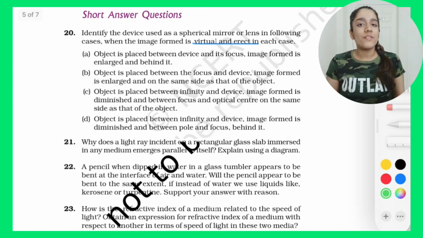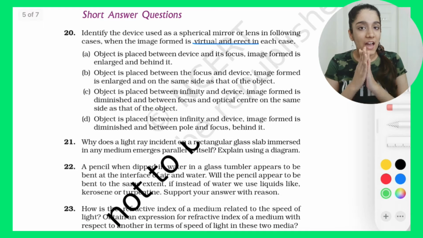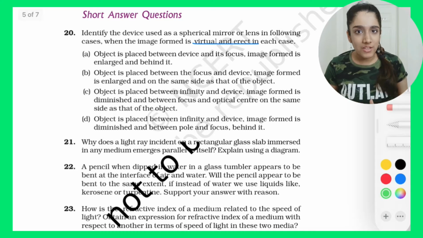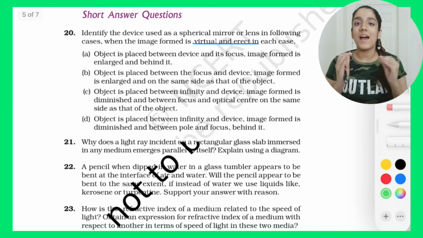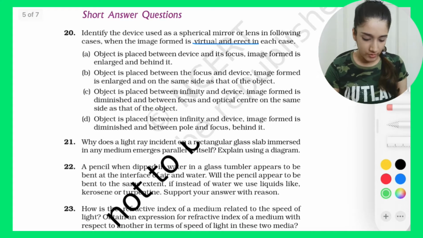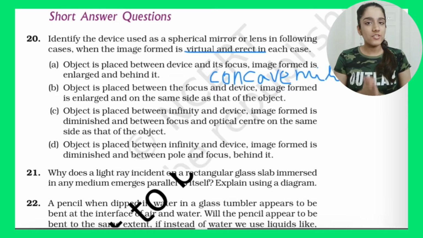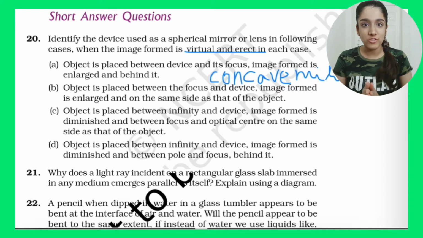And what are we left with? The concave mirror. And which case was it? The sixth case, or the last case that we obtained, gave us an enlarged image which was formed virtual and erect behind the mirror. So the answer here would be a concave mirror. I just told you the first step. What do you have to check? That whether it is a lens case or a mirror case.